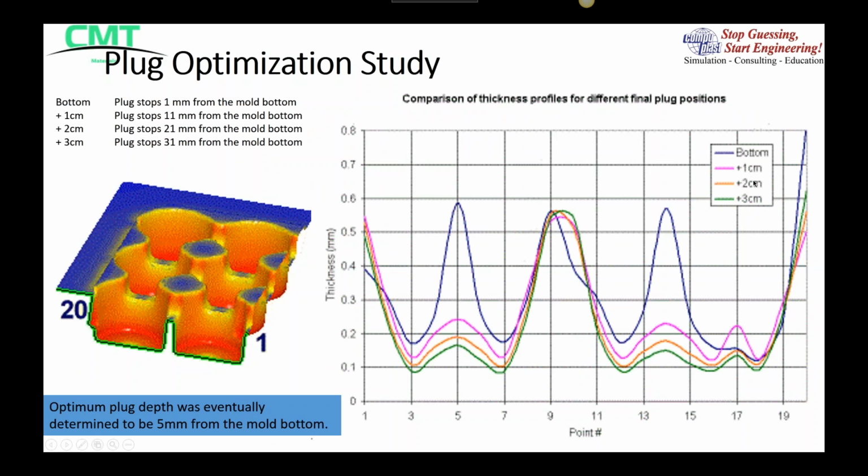And what they found was that by doing this experiment, they wanted a result that was somewhere between the 1 centimeter and the bottom, and they ended up with an optimum final plug position of 5 millimeters from the bottom of the mold as the one they would use for their production, which gave them the best stiffness of the part, and it worked best in that application.